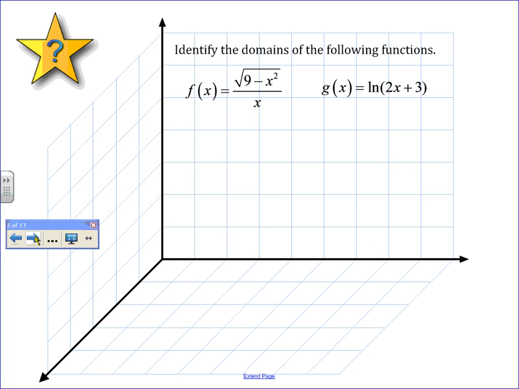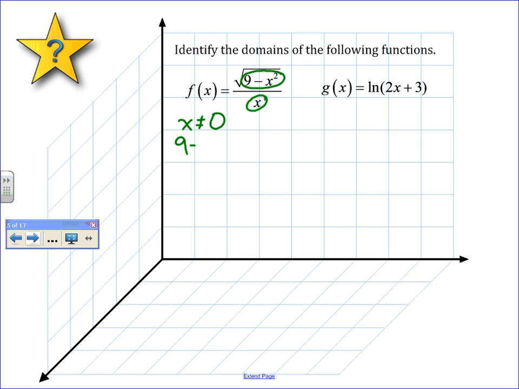Identify the domains of the following functions. Okay, so now we're combining our functions knowledge with how to write interval notation. So in my first example, you see that I have x in the denominator, so therefore x cannot be 0. But we also have the square root, so whatever is under the square root always has to be greater than or equal to 0.